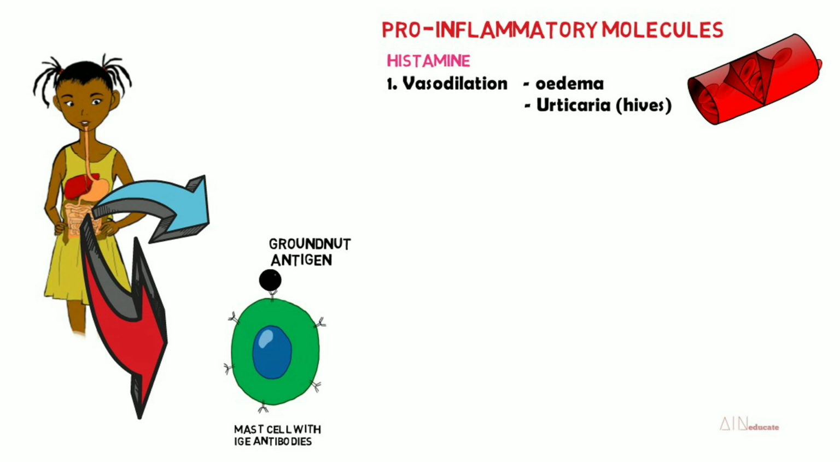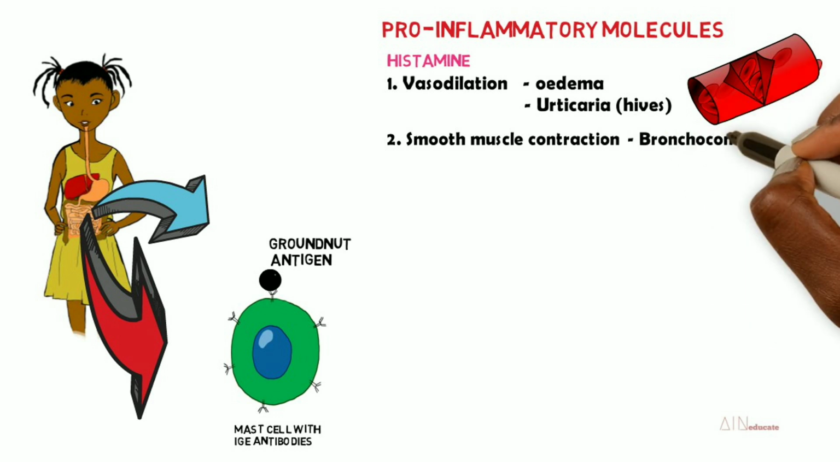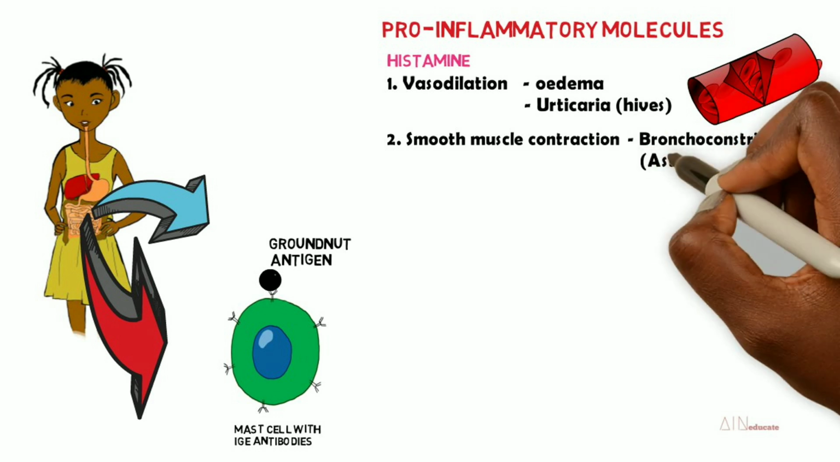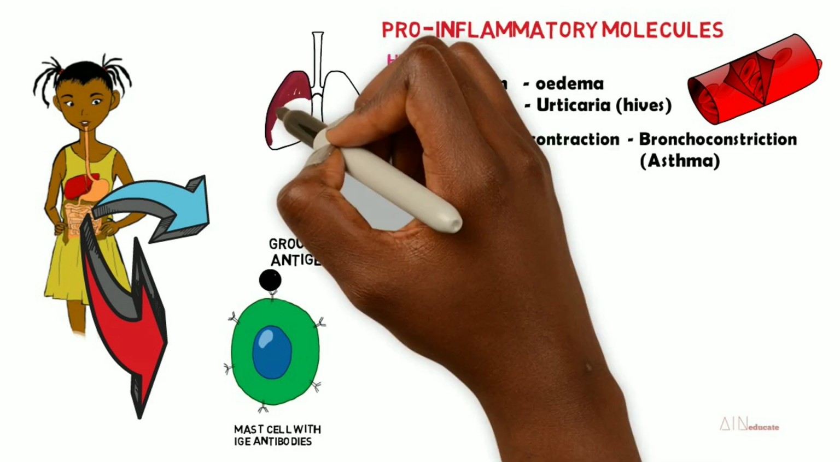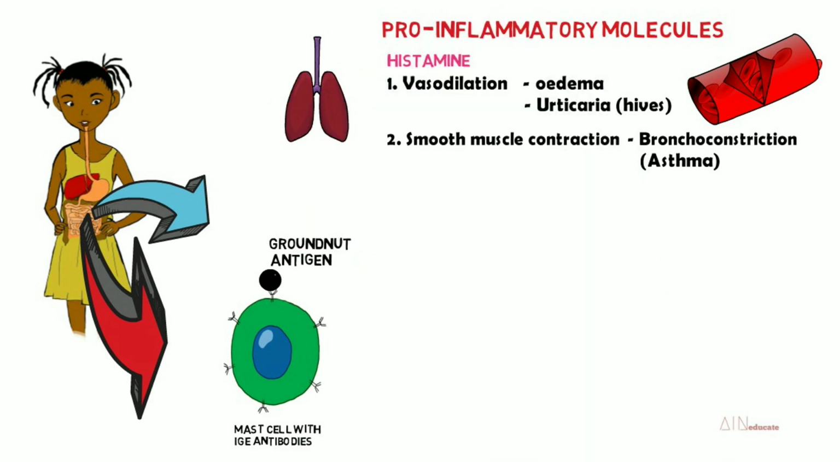Histamine also causes smooth muscle contraction. This phenomenon affects respiration in that bronchi smooth muscles also contract, narrowing down the airway. This phenomenon triggers an asthmatic attack in an asthma-predisposed person and could be fatal in some cases.